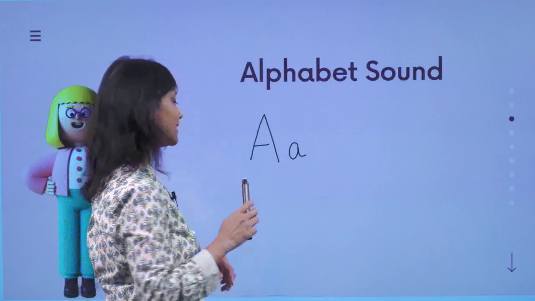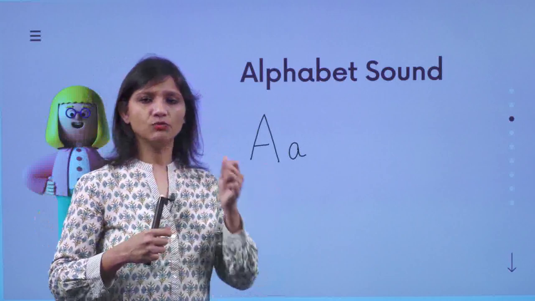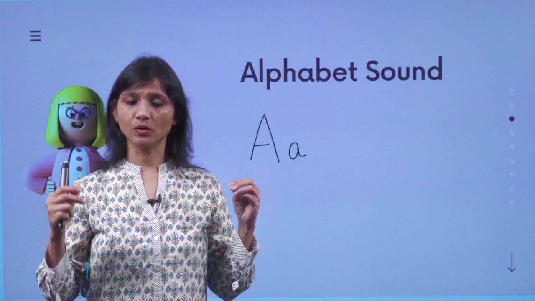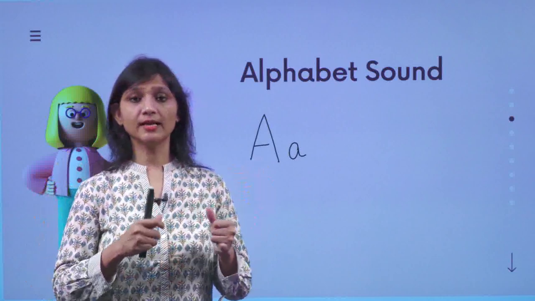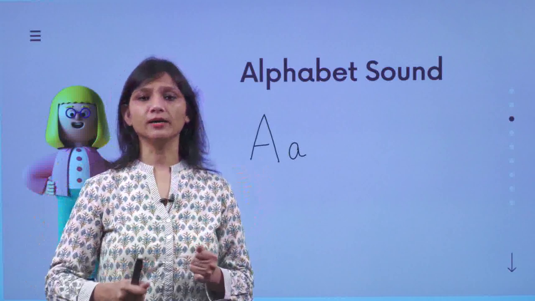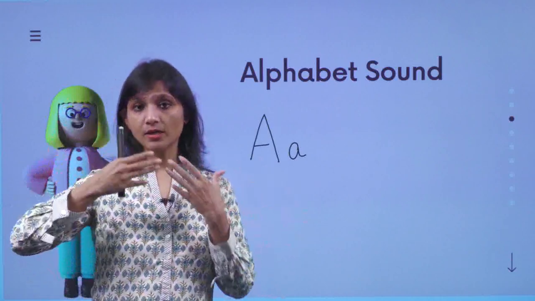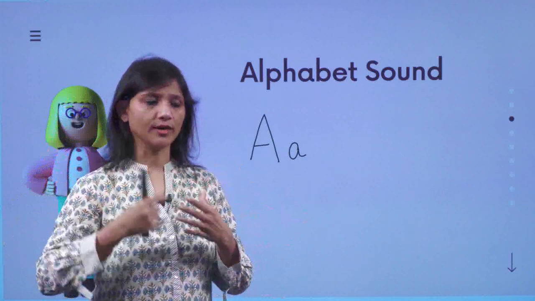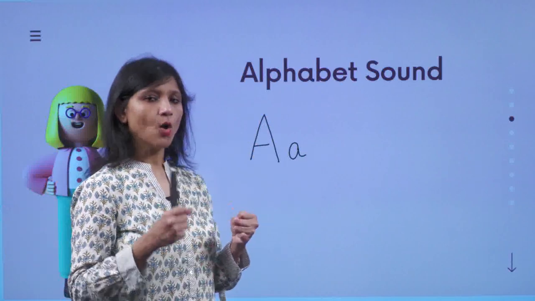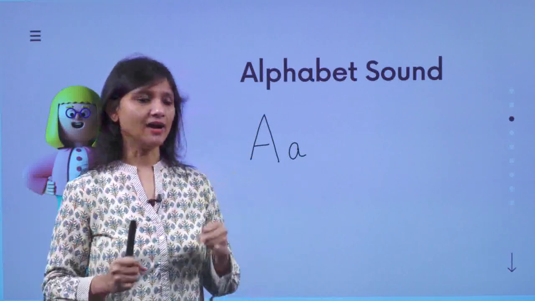Now let's quickly look at each of these sounds. When I say quickly, we will look quickly, but we will utter each of these sounds slowly. Okay? And I'm repeating myself. When I am producing the sound, you also repeat after me. That is how you start listening to the sound and producing the sound on your own and talking. Okay? So I've already written A. Now I'm going to see what kind of sound the letter A has.